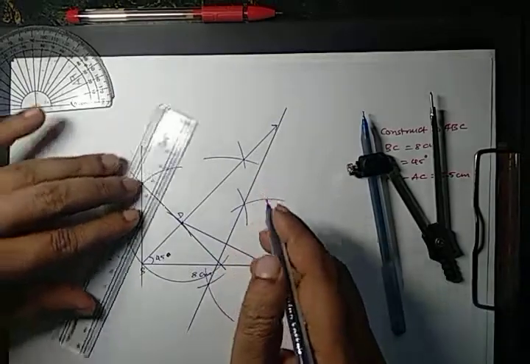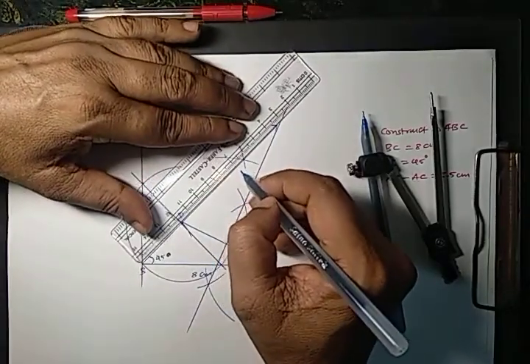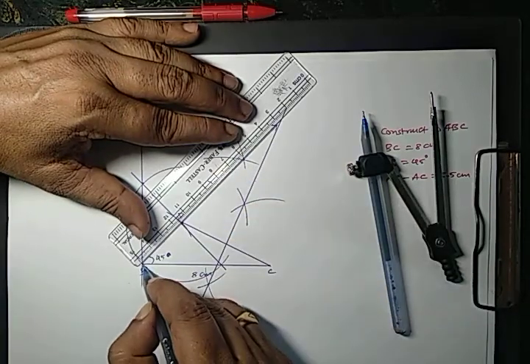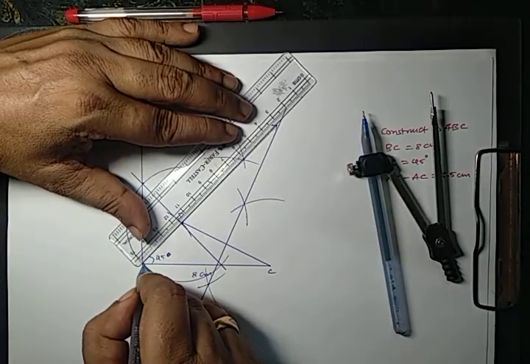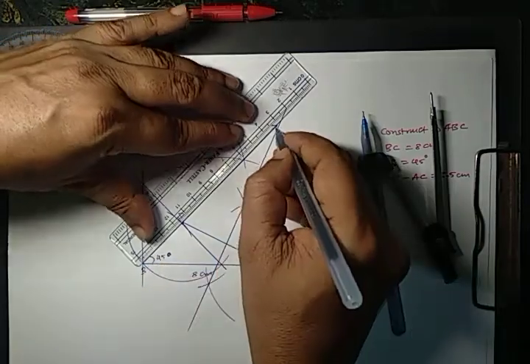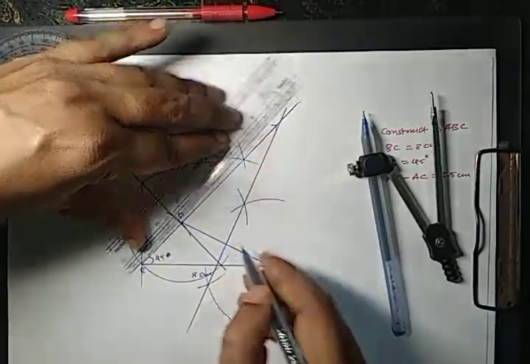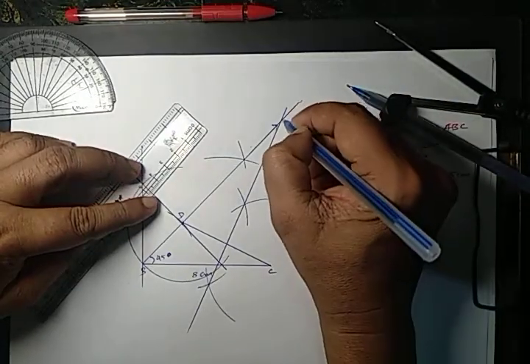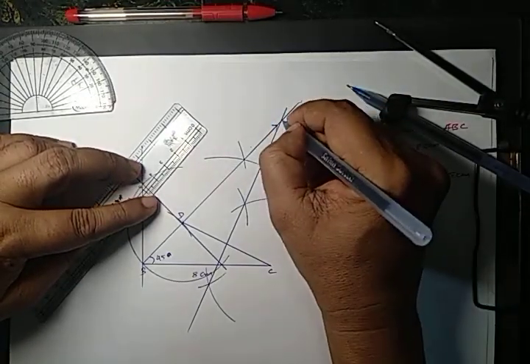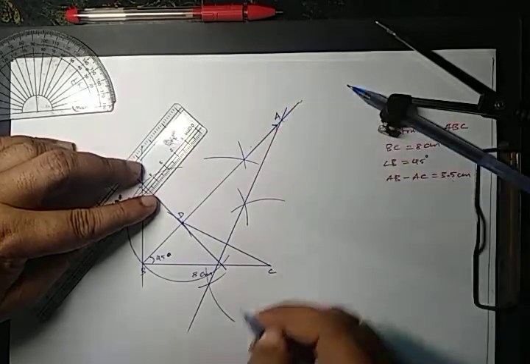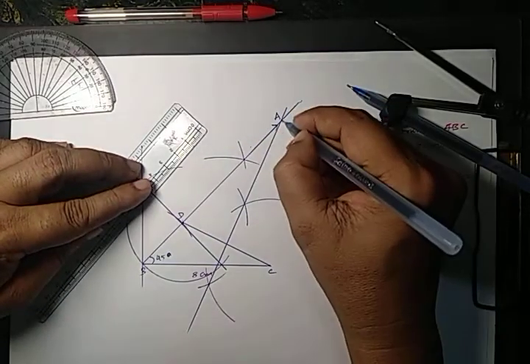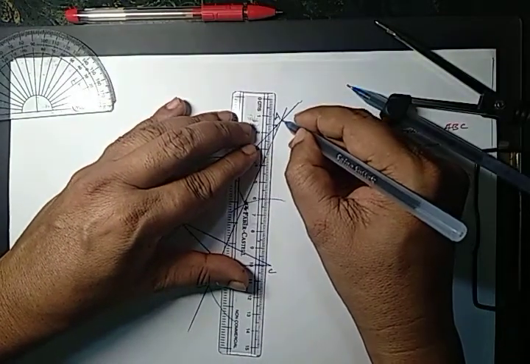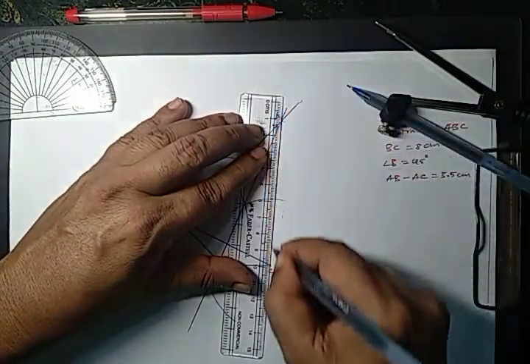Now this line also should cross there, so that line is not sufficient, so let me extend it. When you are redrawing, it should be very perfect. Now that point I would call A. Now I join A to C.